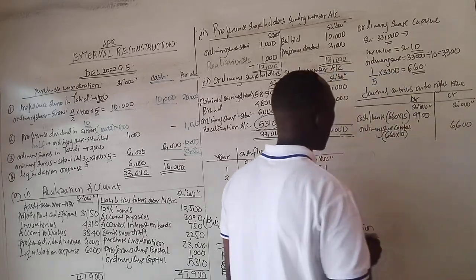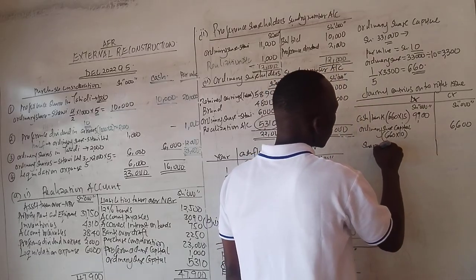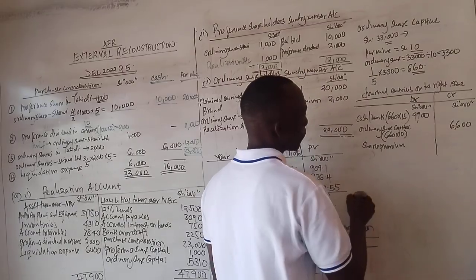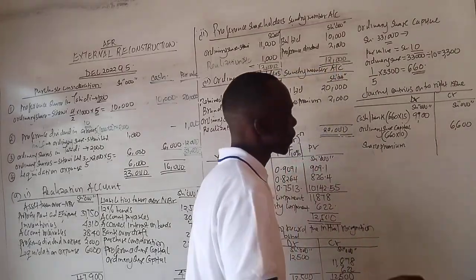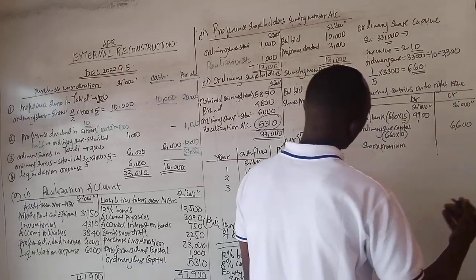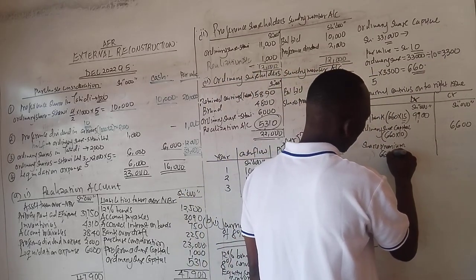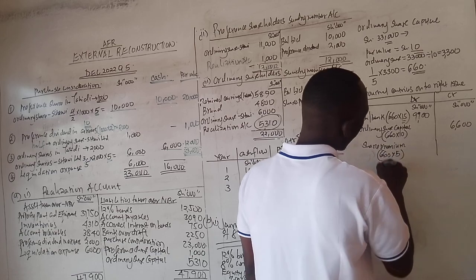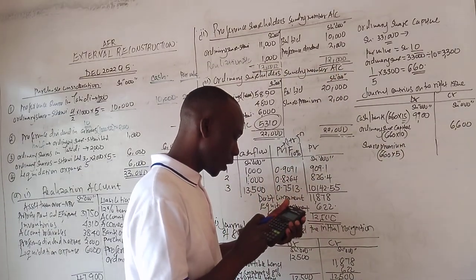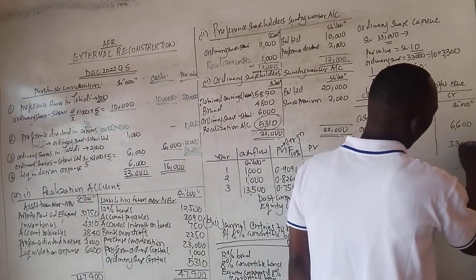6,600. Then above the ordinary shares, we normally talk about the share premium. We issued at shillings 15 while the par value was 10, so a premium of 5. So it will be 660 multiplied by 5. How much are we getting? It is 660 multiplied by 5, you will get 3,300.